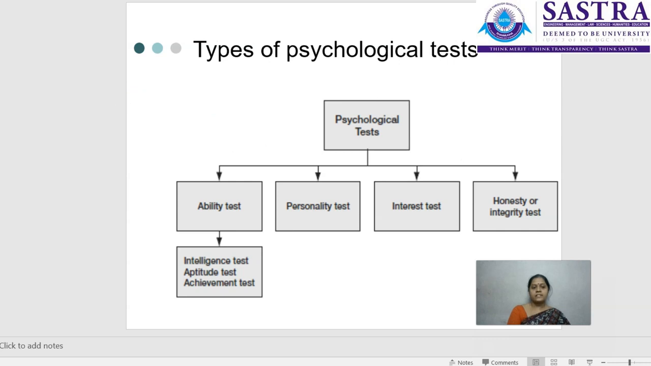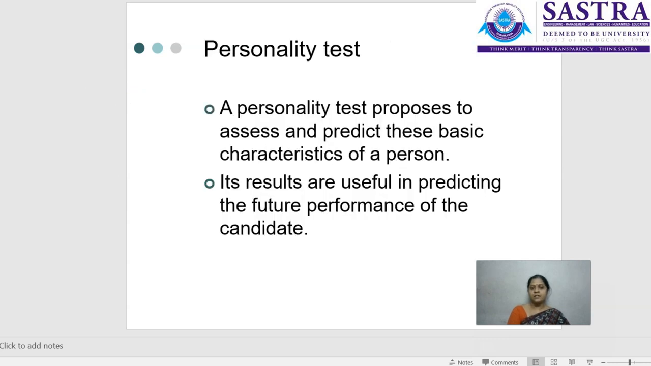And the next test is the personality test. This personality test proposes to assess and predict the basic characteristics of a person. It is very useful in predicting the future performance of the candidate. After he is selected and inducted into the organization, what sort of behavioral change he can undergo, and how he will perform in the future. That kind of prediction is made possible by the use of this personality test.